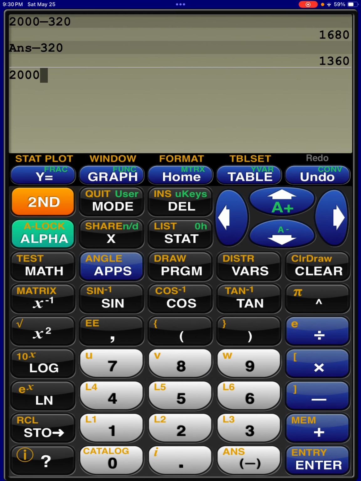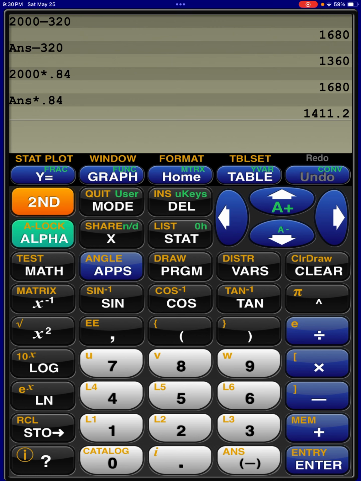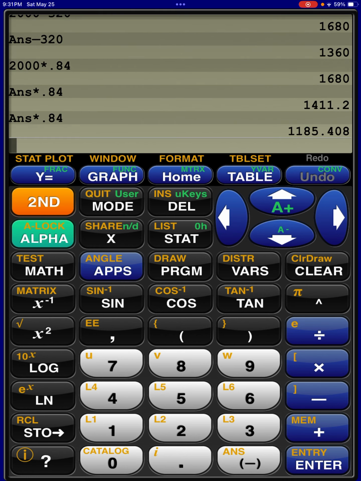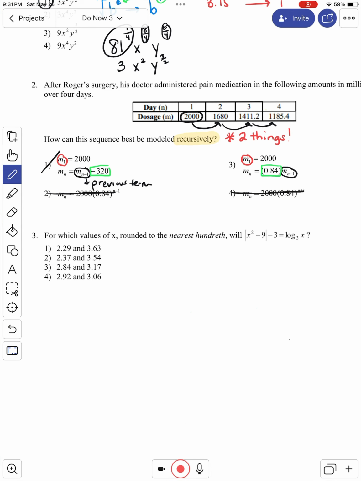Let's see. 2000 times 0.84. Hey, I get 1680. Let's try again. Hey, that's my third term. If I try it one more time, that is my fourth term. So therefore, this is the correct answer.